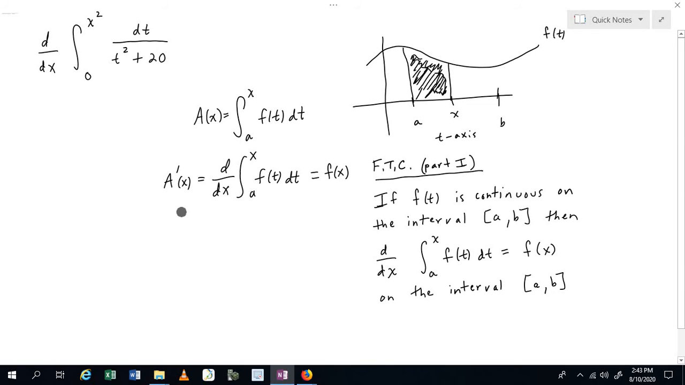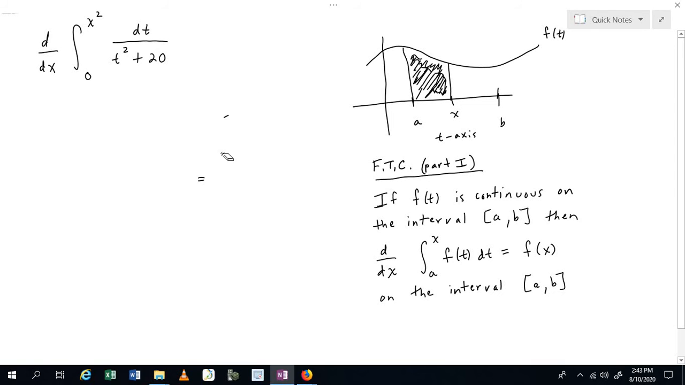Let's apply the first part of the fundamental theorem of calculus to this expression and try to simplify it. What we're going to do is take this definite integral, just this part right here, and we're going to call that y, just to give it a name.